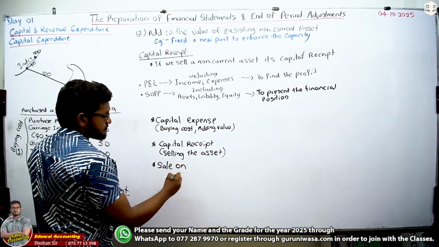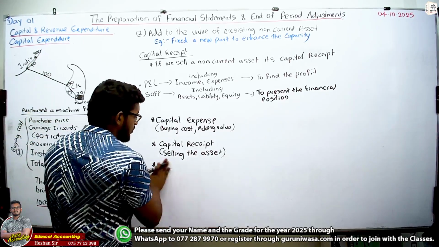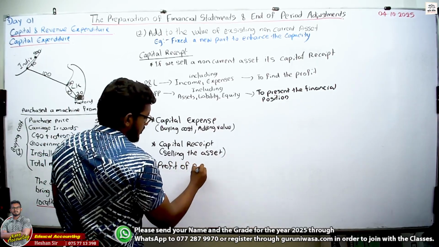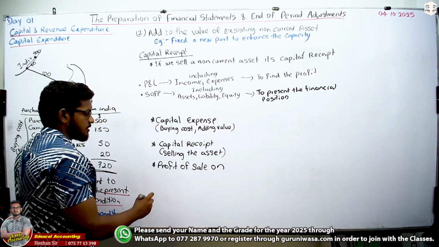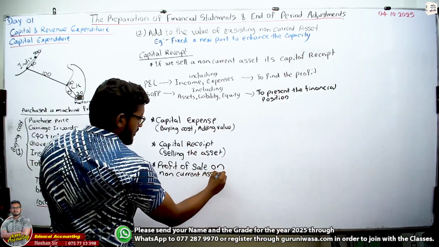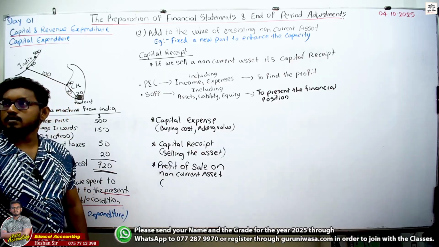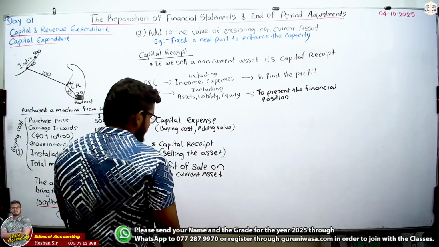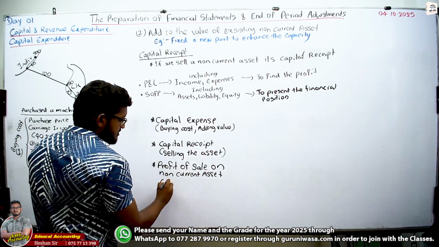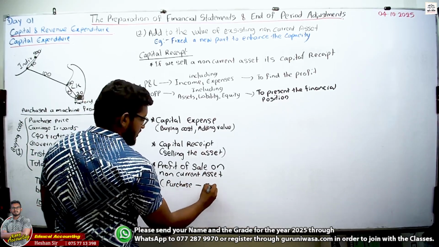Sale on, right? Profit of sale on non-current asset. Three things are. Profit means what? Now, for an example, this is just the selling price, right? Selling, right? Now, profit means, think we purchased a non-current asset. Purchase, I told, it's 720.